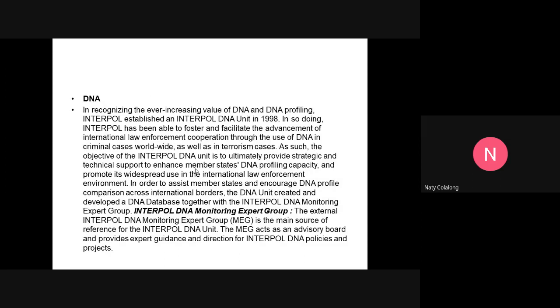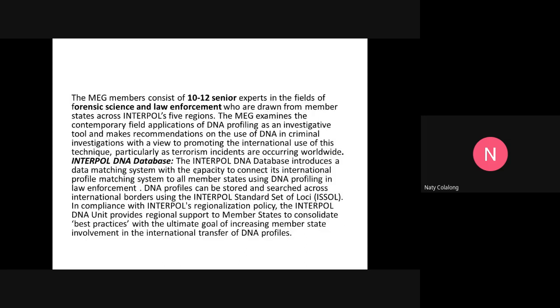So, the monitoring expert group examines the contemporary field applications of DNA profiling as an investigative tool and makes recommendations on the use of DNA in criminal investigations with a view to promoting the international use of this technique, particularly as terrorism incidents are occurring worldwide.